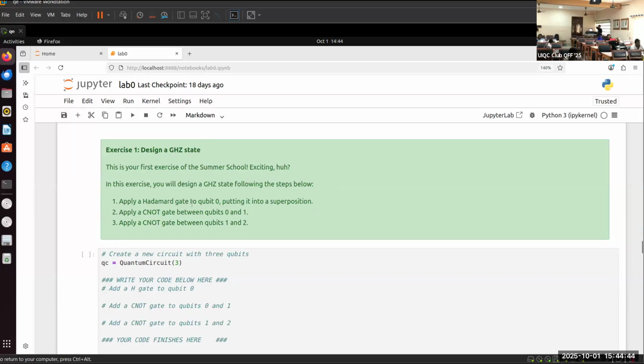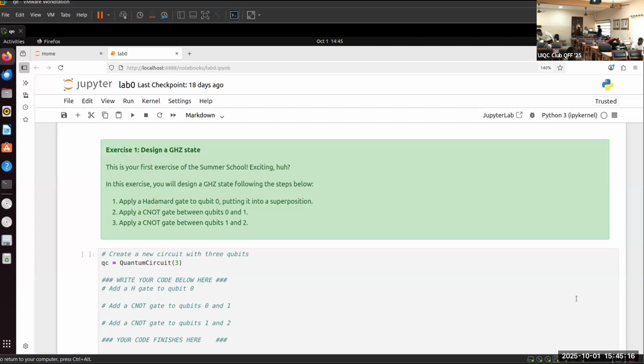Step 1 is to apply a Hadamard gate to qubit 0, putting it into a superposition. Wow, so sweet. You already have the circuit created for you. So I hope I am making sense. Are you still following? This is the only one I'm trying to explain. Show of hands. Are you following? Okay, great. Our online participants, are we also following?